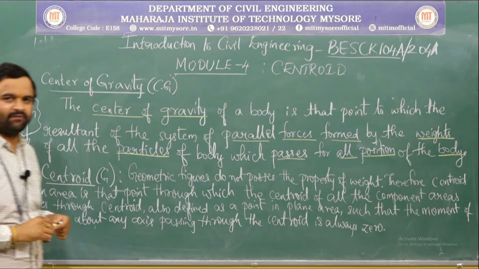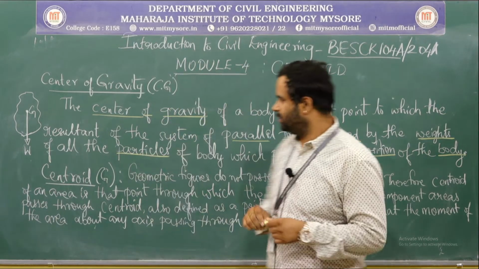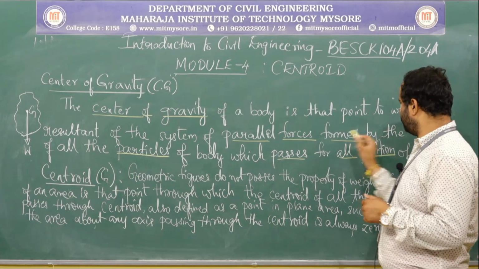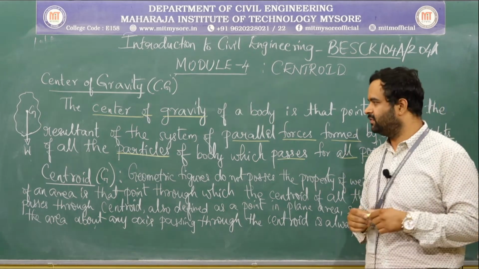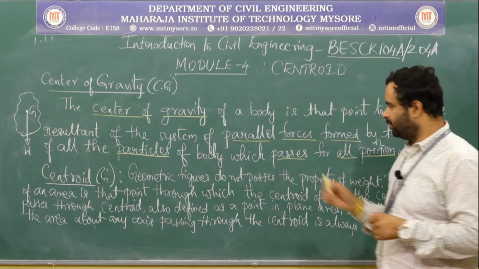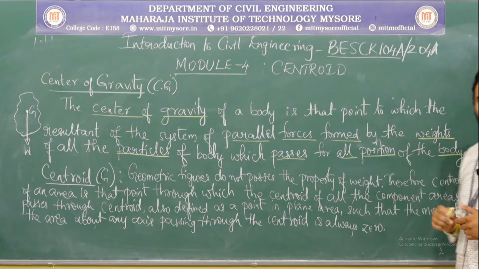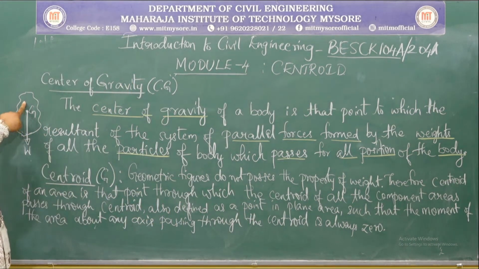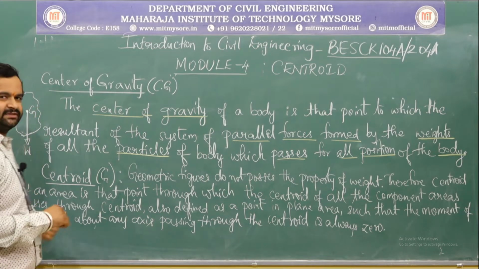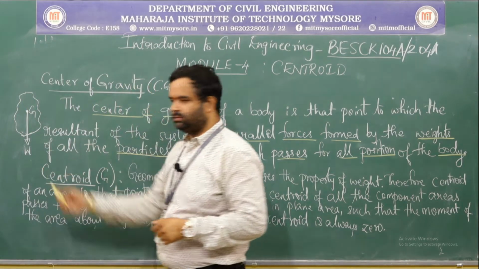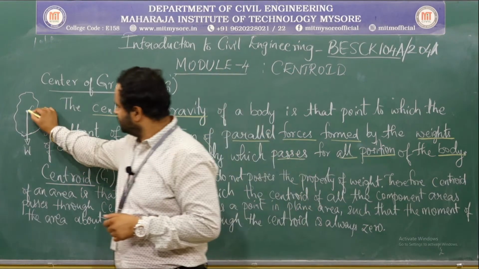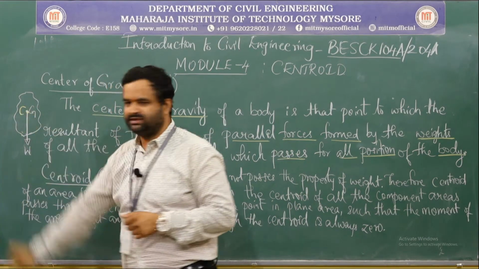The center of gravity of a body is that point to which the resultant of the system of all the parallel forces formed by the weights of all the particles of the body passes for all positions of the body. If you see this figure, imagine this is a body having mass, with weight denoted by W. This center of gravity can be located as this point, that is Cg.